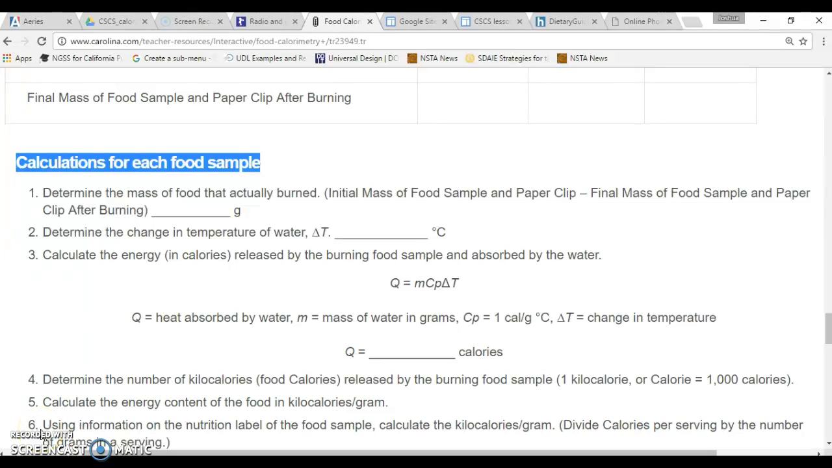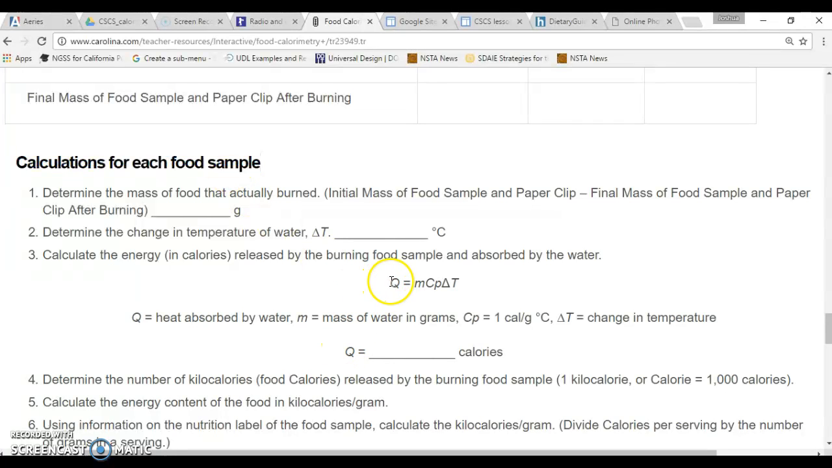Alright, so this is a really brief video just to help you calculate the calories in the food sample you had. As you can see, it says calculations for each food sample. It's a simple equation for us today. This is all we need to know.